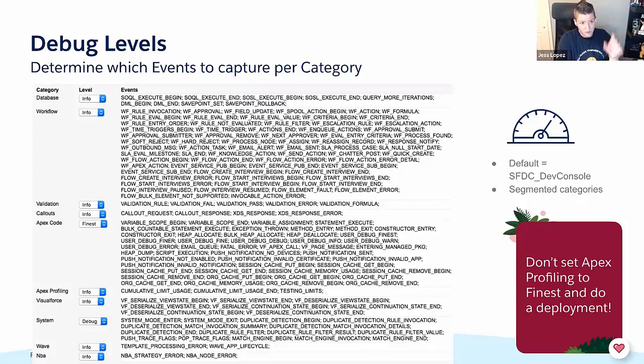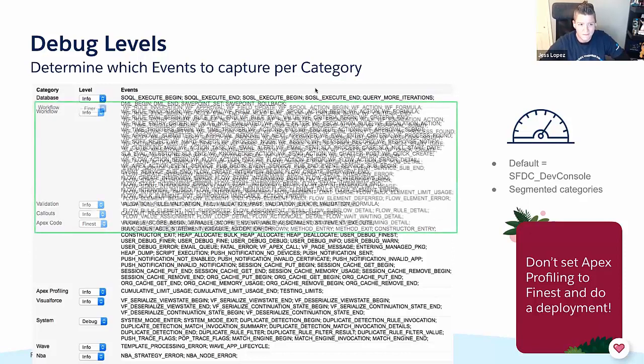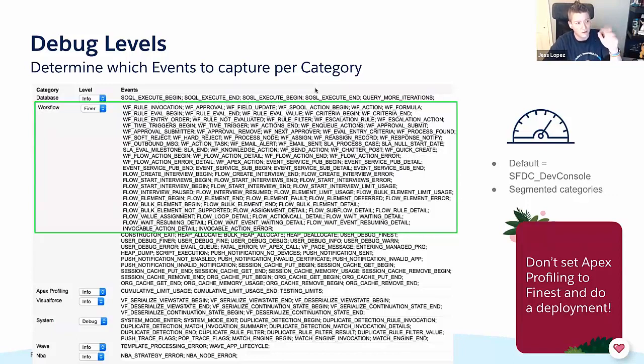So if we look at the Workflow category here, for instance, the level is Info. These are all of the events tied to the Info level. If we wanted to crank that up a little bit, maybe you want to see more information about the workflow, and we change it to Finest, you'll see we have more events. Some of them go to Finer, some of them go to Finest. I don't know why. But you'll see here more events got added to that list as a result of changing that.